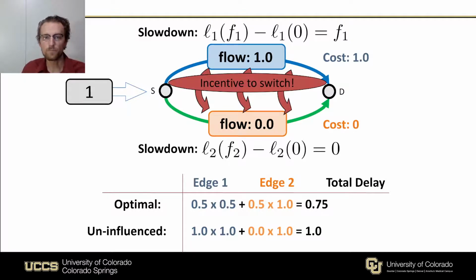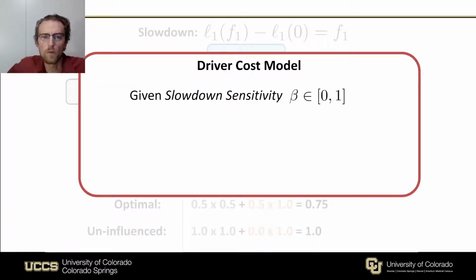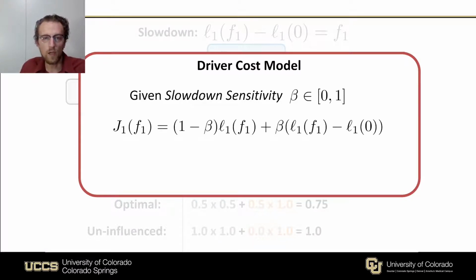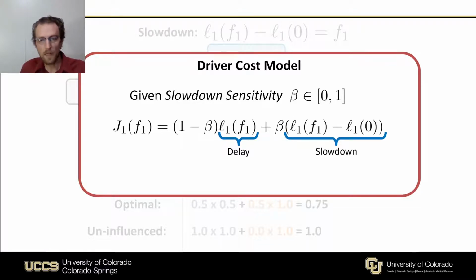So what we'll do is model drivers as having a slowdown sensitivity, beta. The slowdown sensitivity will enter drivers' cost functions like this. We're going to say that a driver experiences a cost on a road of (1 minus beta) times the actual delay plus beta times the slowdown. So just a convex combination of delay and slowdown. And if you work the math out, this simplifies very nicely to just the delay minus the slowdown sensitivity times the free flow delay.